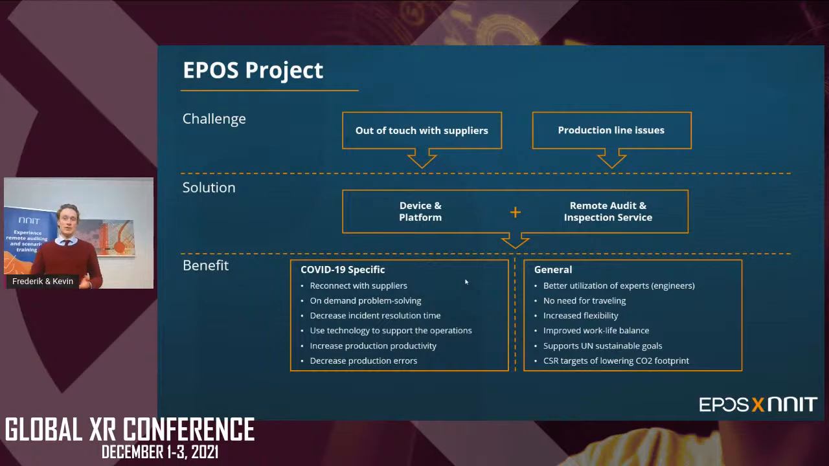And so that increases their flexibility and also their work-life balance, because if they have a burning issue back here in Denmark, but they still need to go do their inspections in China, they can actually be there two places at once almost, or at least have their colleague travel with the HoloLens, or even better, have the Chinese colleagues put it on. So it really gives some more flexibility there, which moves into the work-life balance as well. And lastly, it supports the UN sustainability goals and CSR targets of lowering CO2 footprints.